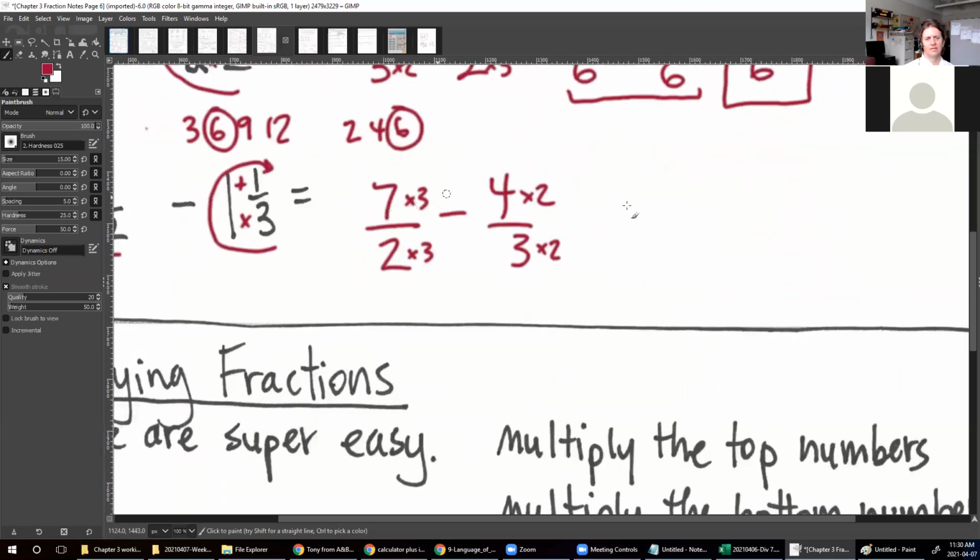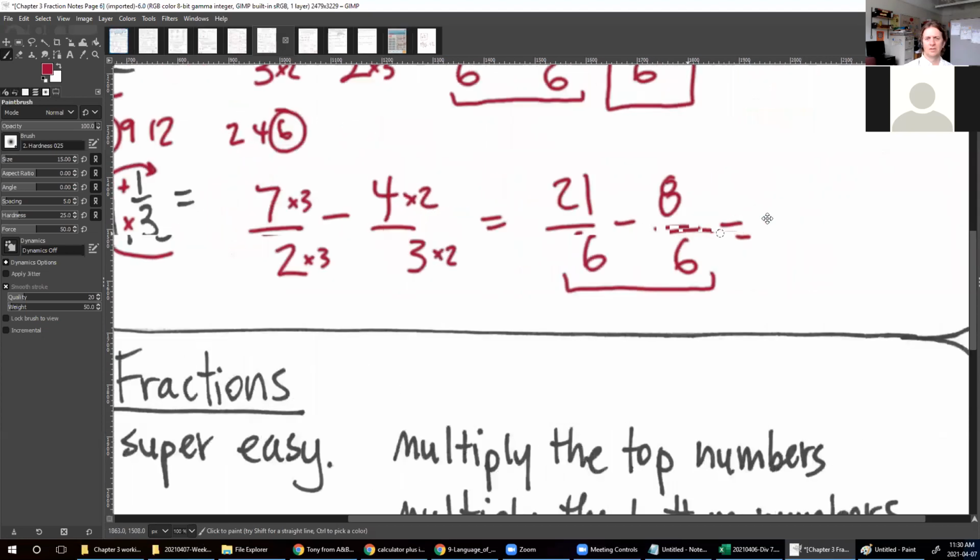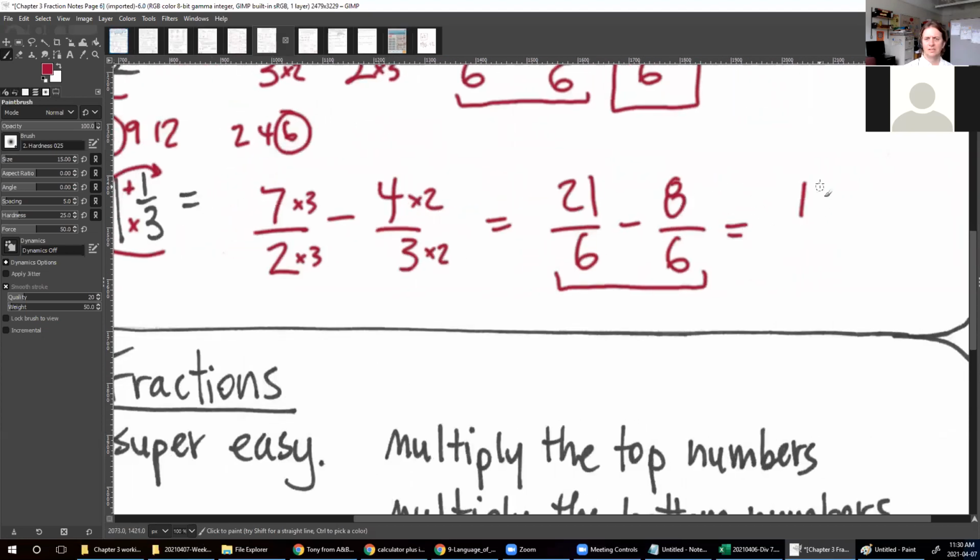So let's do it. 7 times 3 is 21 over 6. And it's going to subtract 4 times 2 is 8, and on the bottom, it's going to be 6. Now that I have the same bottom numbers, I can just add or subtract the tops. So 21 minus 8 is 13. Wow, it feels like I just did this question.